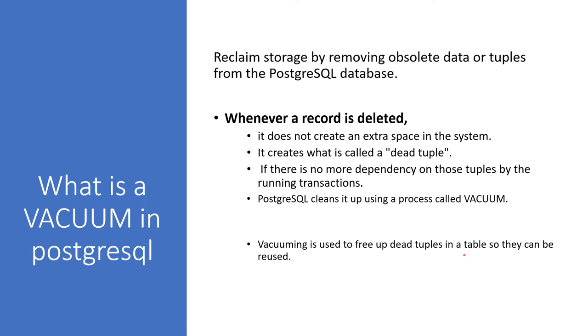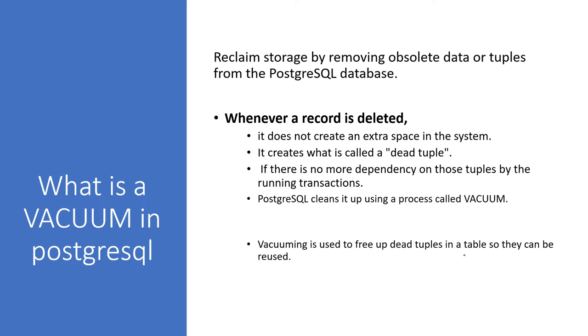First of all, let's see what is vacuum in PostgreSQL. Let's consider a situation wherein you have a table with over a million rows and your application continuously updates and deletes the rows in the table. Let's say thousands of rows are getting updated or deleted every hour.